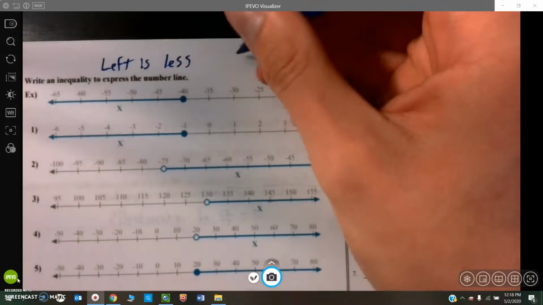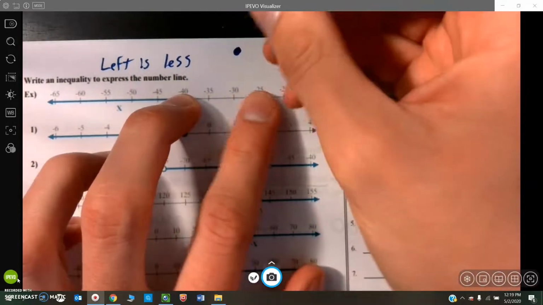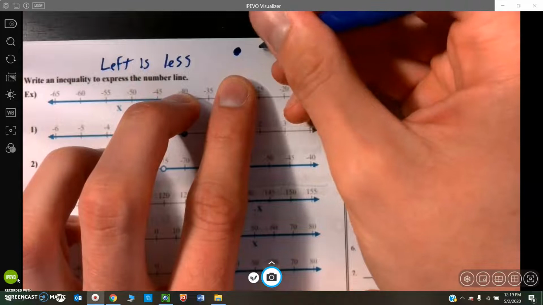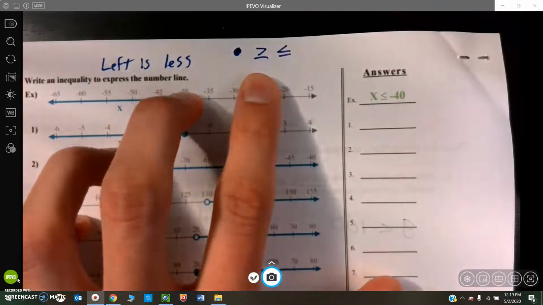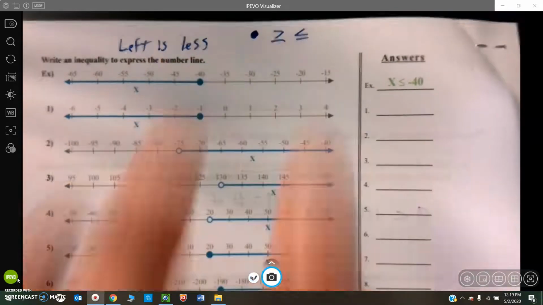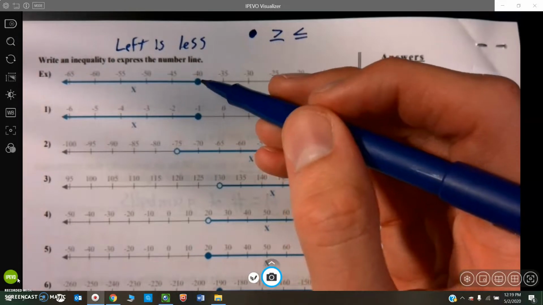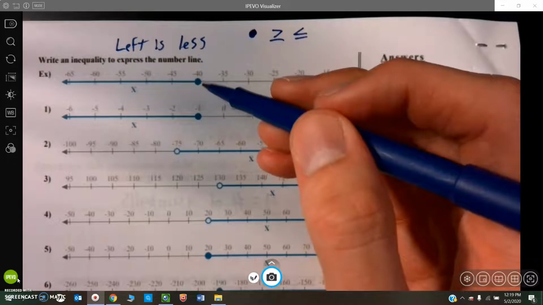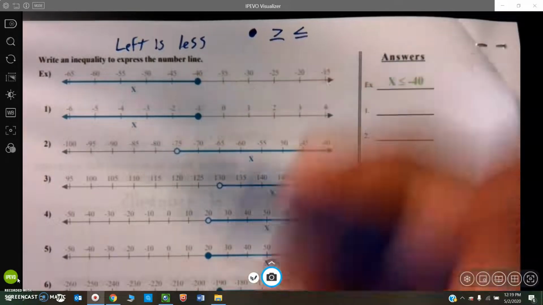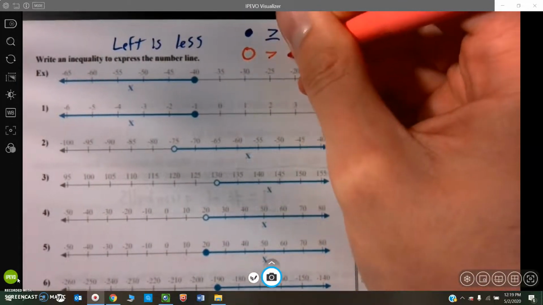Another important thing to note is that when you have a closed circle, that means greater than or equal to or less than or equal to. So in this situation, it is saying x could be -40 because -40 is filled in. So that would be a possible answer for x. And when we have an open circle, that's just greater than or less than.